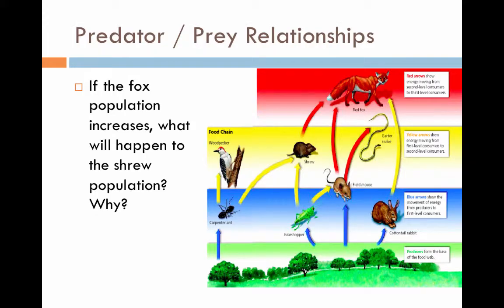Here's an example. If the fox population increases, what would happen to the shrew population? So here's our fox, the predator. Here's the shrew, the prey. If you increase the amount of foxes in a population, it would decrease the amount of prey because the foxes eat the prey. The foxes eat the shrew.